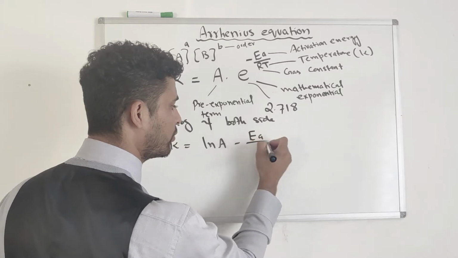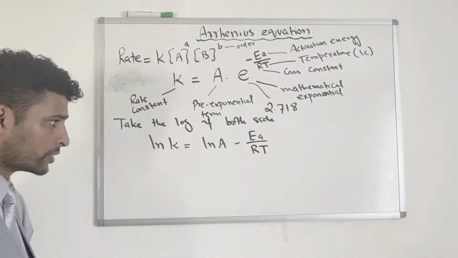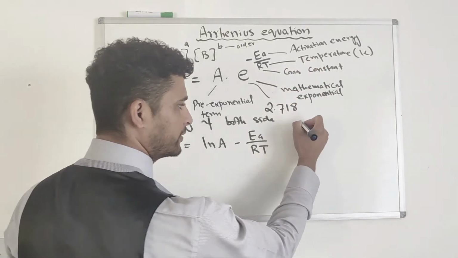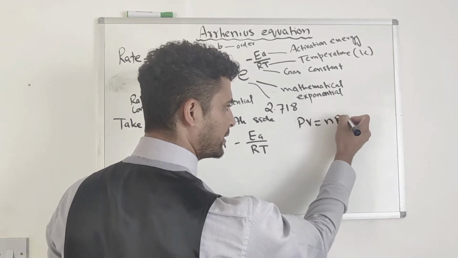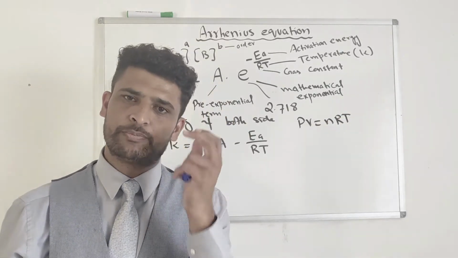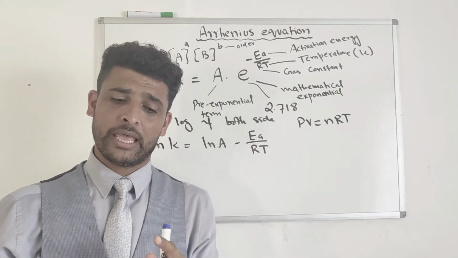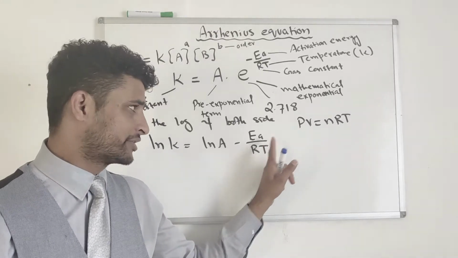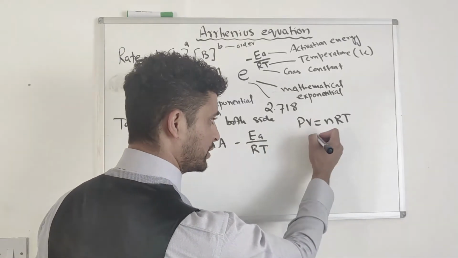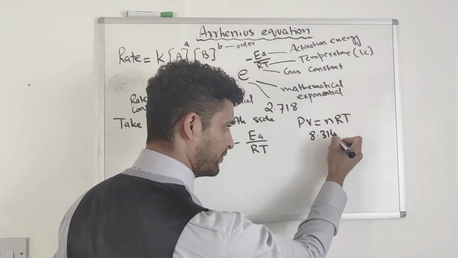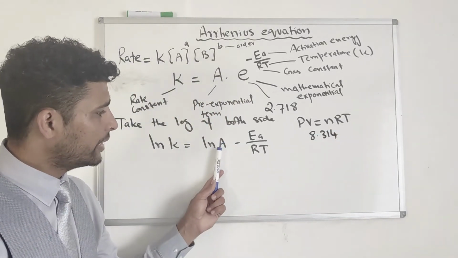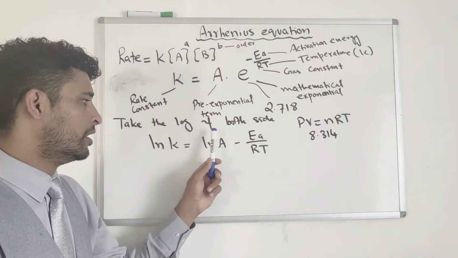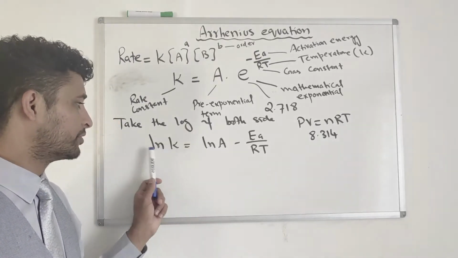minus Ea over RT. Now R, the gas constant, comes from PV equals nRT. In Year 12, at AS level, you probably met the gas constant when you calculated the volume or the pressure using this relationship. It is 8.314, I'm pretty sure about that. And you can calculate Ea, or the Arrhenius constant, or you can use k.